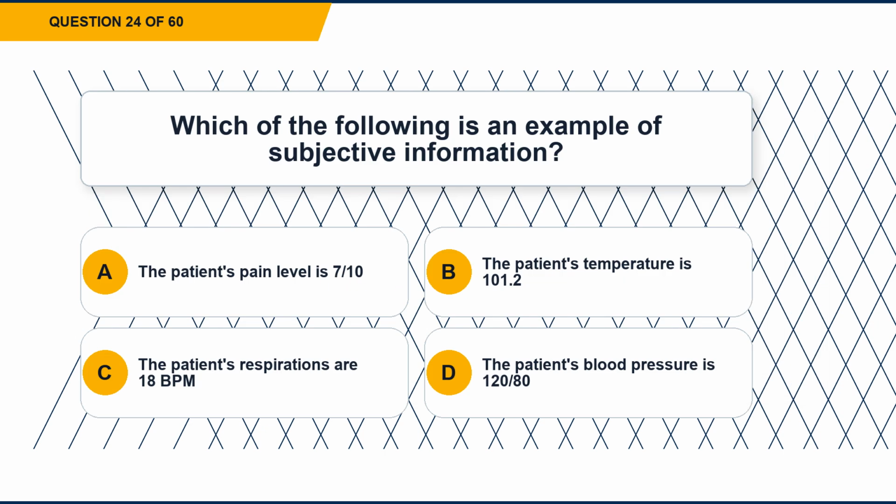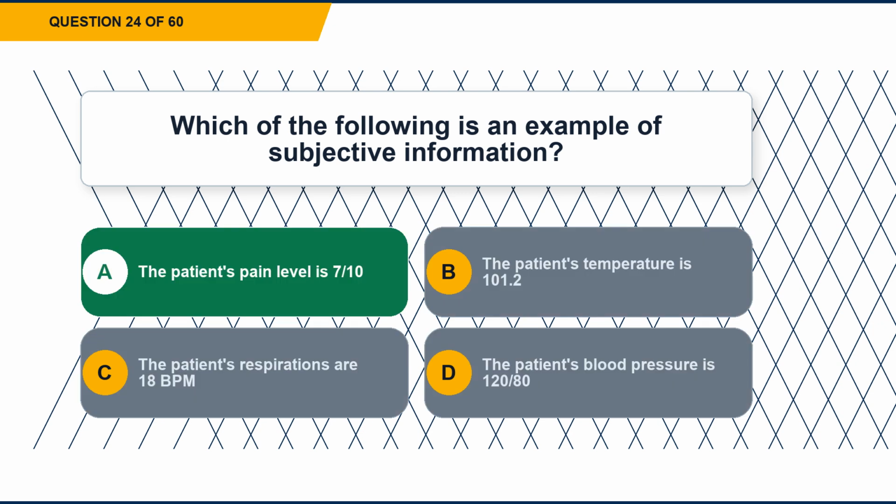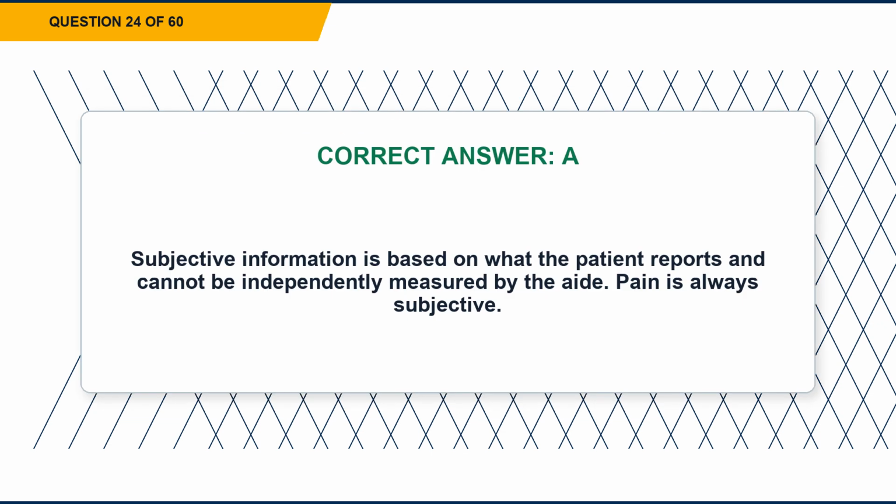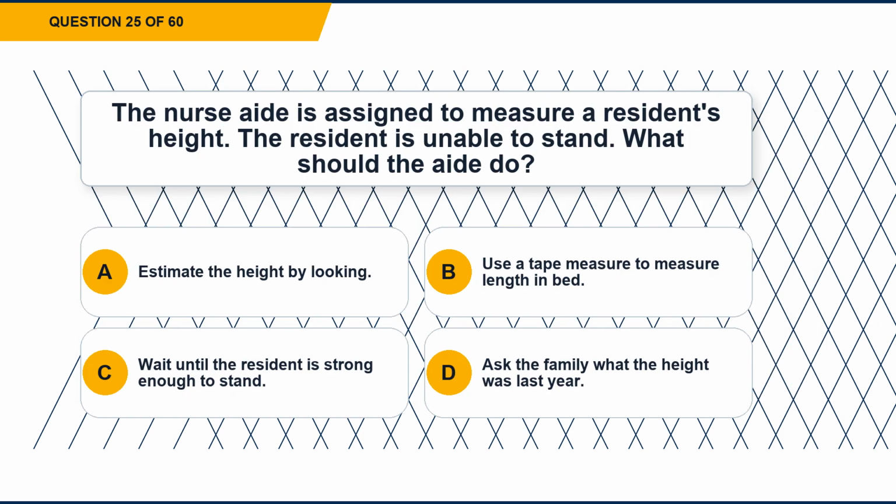Question 24. Which of the following is an example of subjective information? Option A, the patient's pain level is 7/10. Option B, the patient's temperature is 101.2. Option C, the patient's respirations are 18 breaths per minute. Option D, the patient's blood pressure is 120/80. The correct answer is option A, the patient's pain level is 7/10. Explanation: subjective information is based on what the patient reports and cannot be independently measured by the aide. Pain is always subjective.